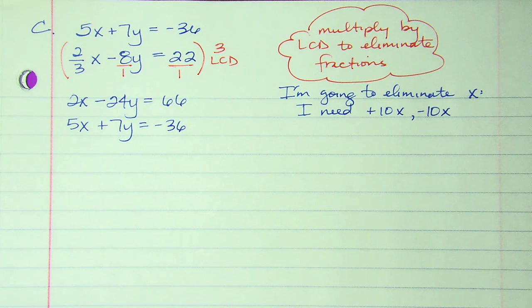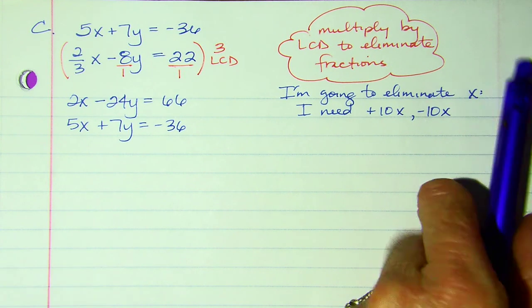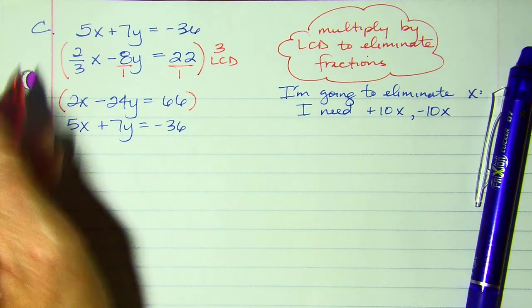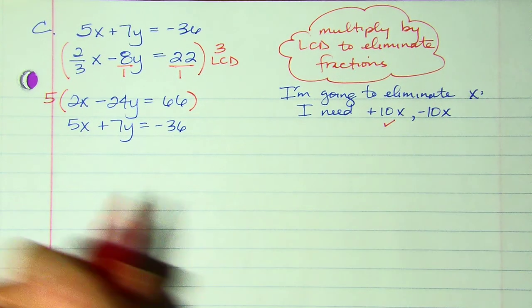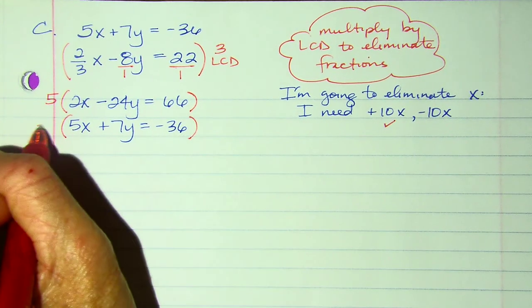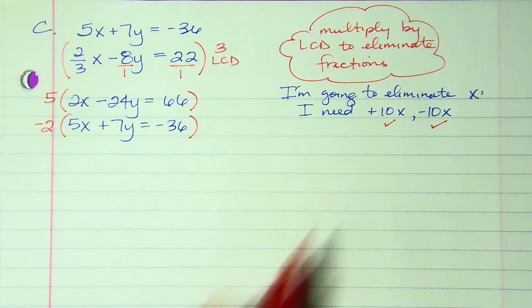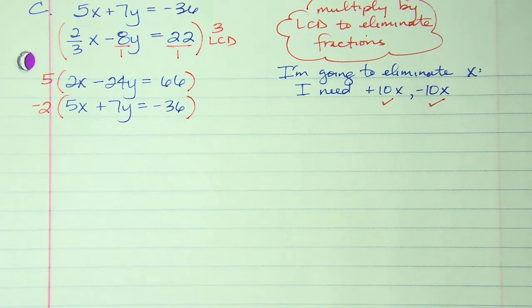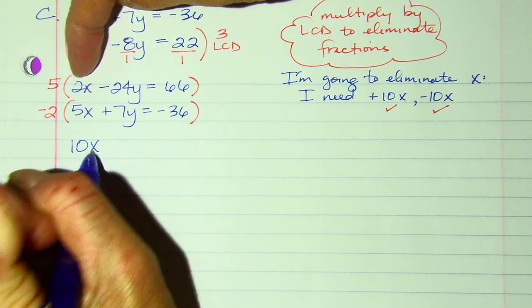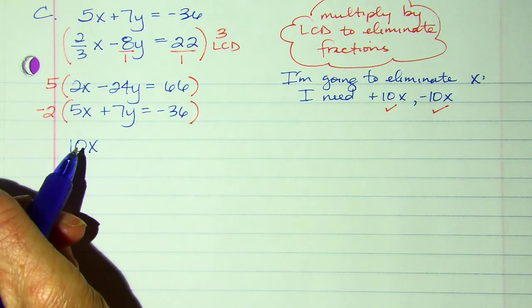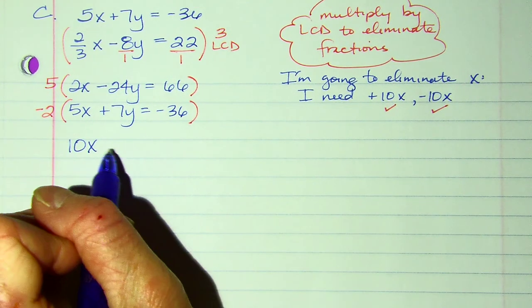I can multiply. You can never add, you can't add something to each of these terms. You have to treat it fairly, which would mean to multiply. So I'm going to multiply the top one by 5. That would create the positive 10x. And I'm going to multiply the bottom one by negative 2. That would give me the negative 10x. So I'm going to distribute each. So 5 times 2x is 10x. 5 times negative 24, I got negative 120.